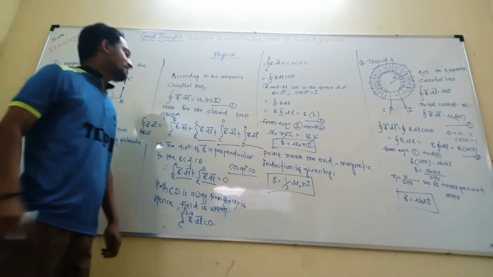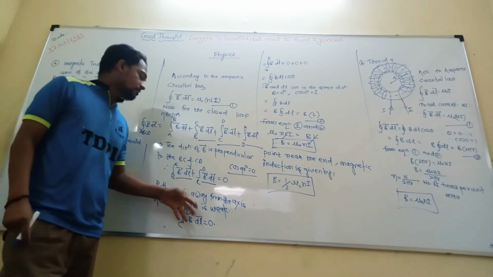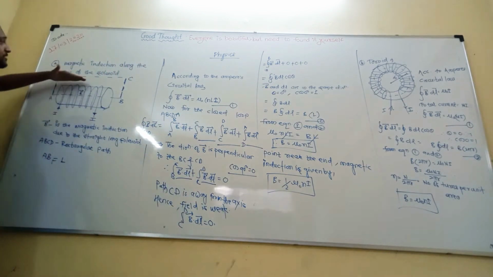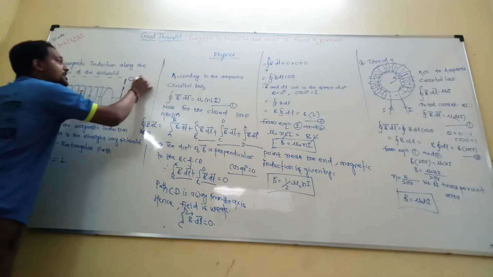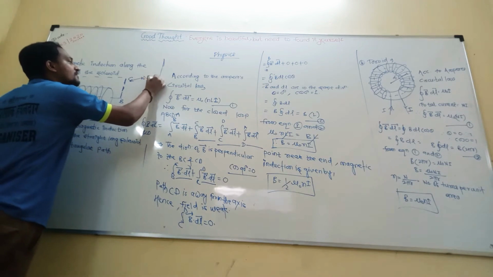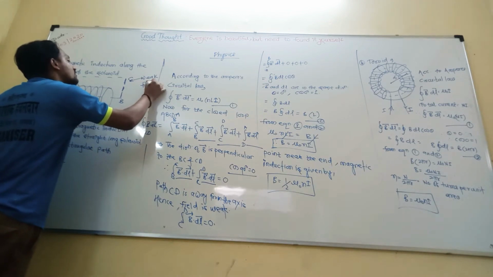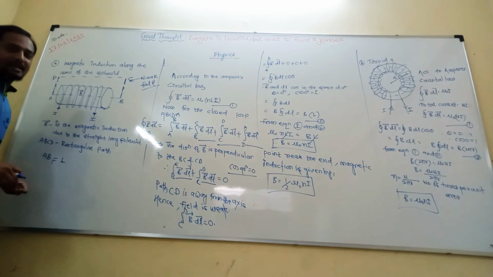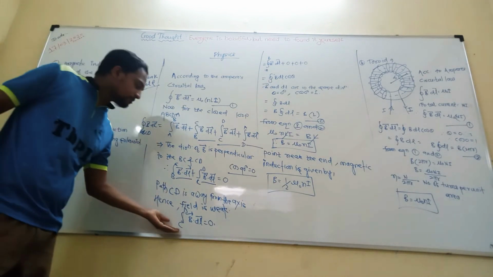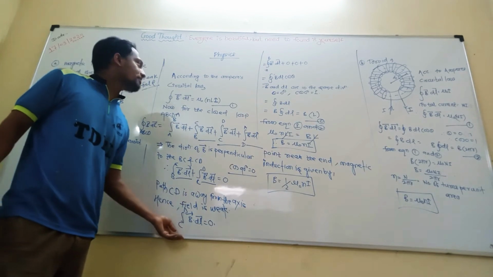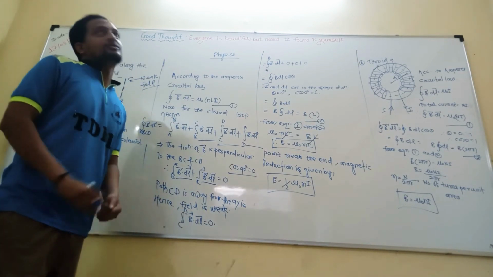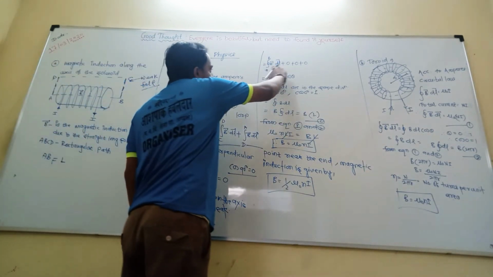Then what about the path CD? The path CD is away from the axis of the solenoid. When the path is away from the axis of the solenoid, the field there is weak, so we consider this weak field as 0. So along the CD path the field is 0, and that contribution to the Ampere circuital law integral is 0. So we write the equation like this.